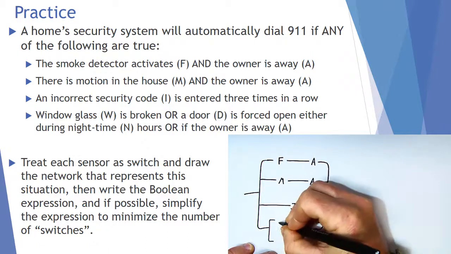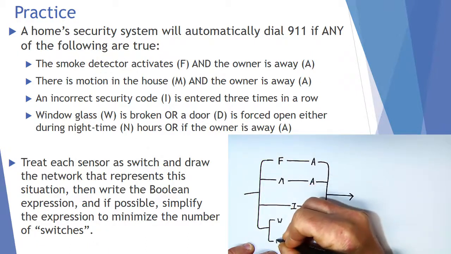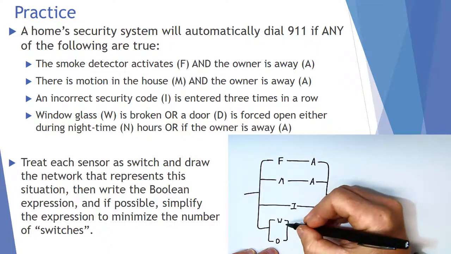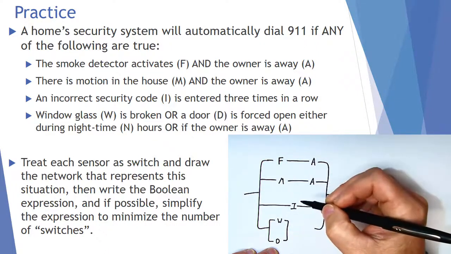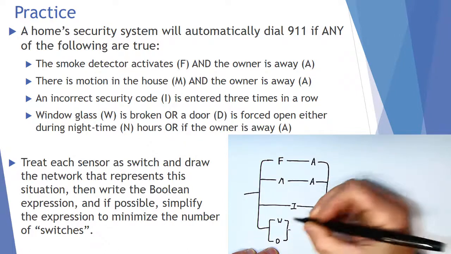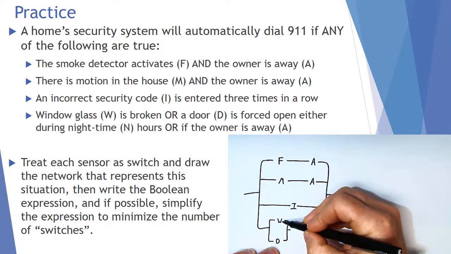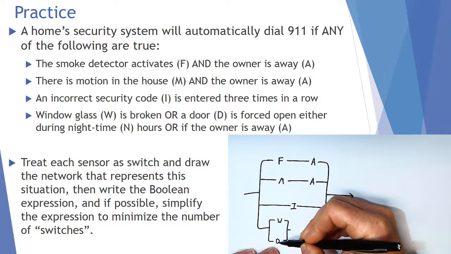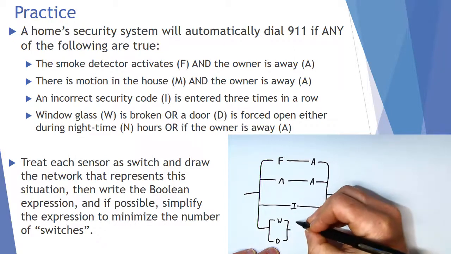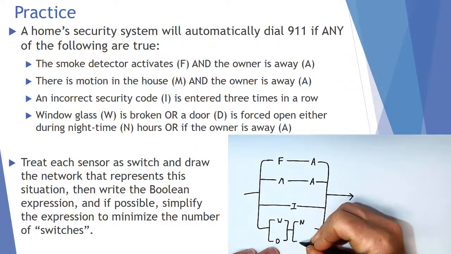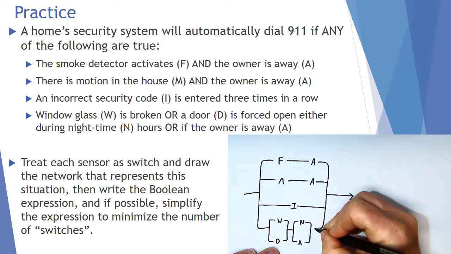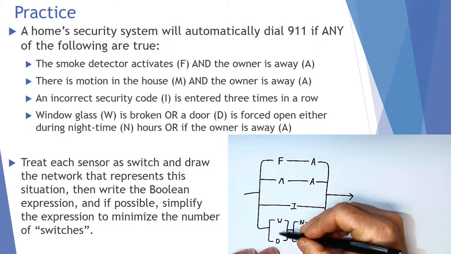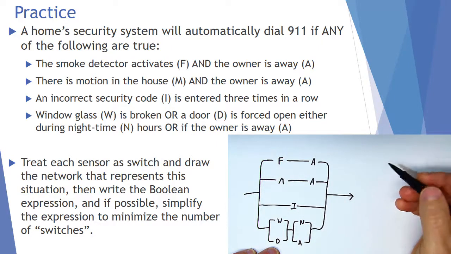Window glass is broken or a door is forced open. Now, we wouldn't want it to call during the day because it could just be a kid playing baseball that put a ball through the glass, but that will trigger a call if a window glass is broken or a door is forced open if it is either nighttime or the owner is away. If either one of those conditions are met, then it is suspicious that the window would be broken or that a door would be forced open.